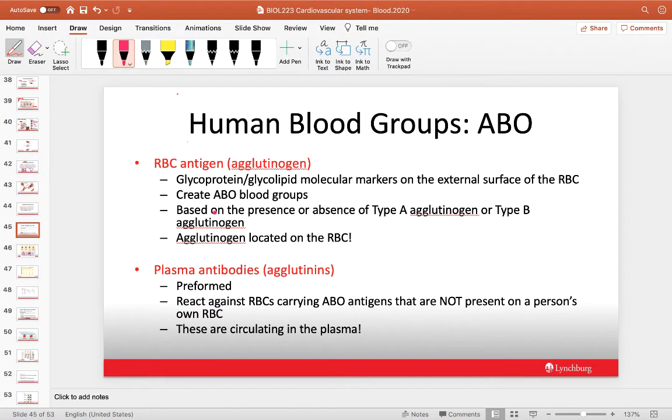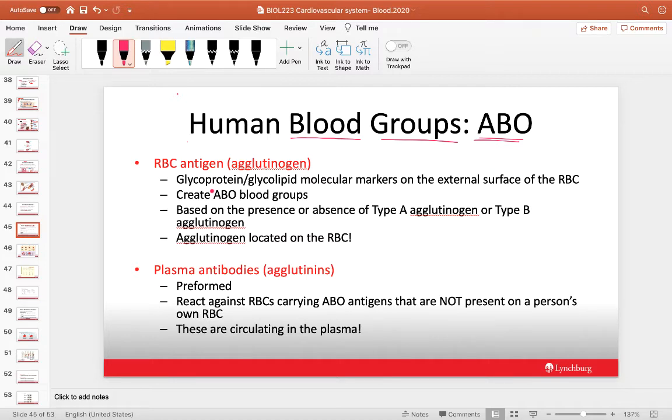Okay, so here is the last topic that we need to talk about when we're looking at blood histology and typing. And so this is basically related to the typing part. So we're going to go over blood groups and specifically focus on the ABO blood typing system.